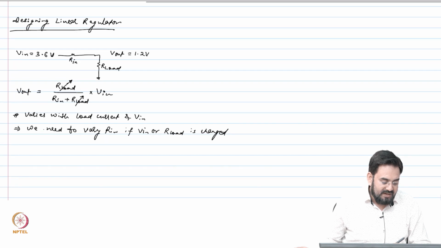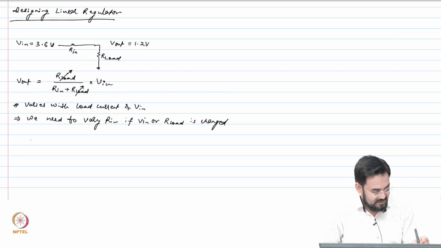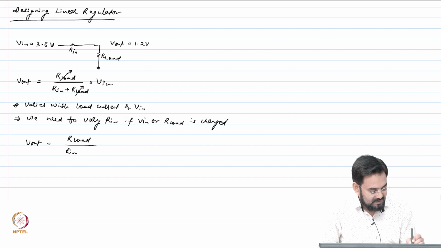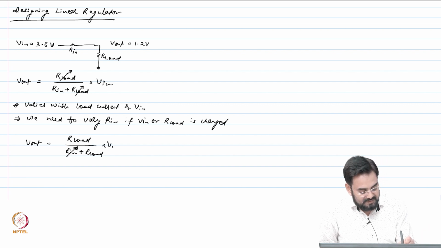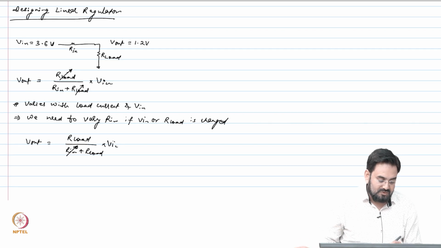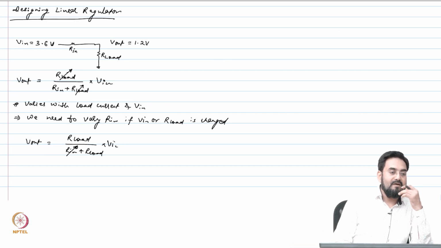So, if I find a mechanism where V out equal to R load over R in plus R load, if I can control this R in, then I can regulate my output. Okay. So, what do I need to control the R in?